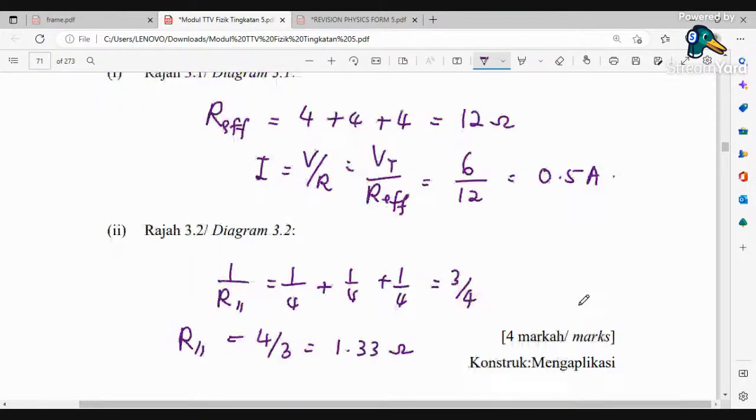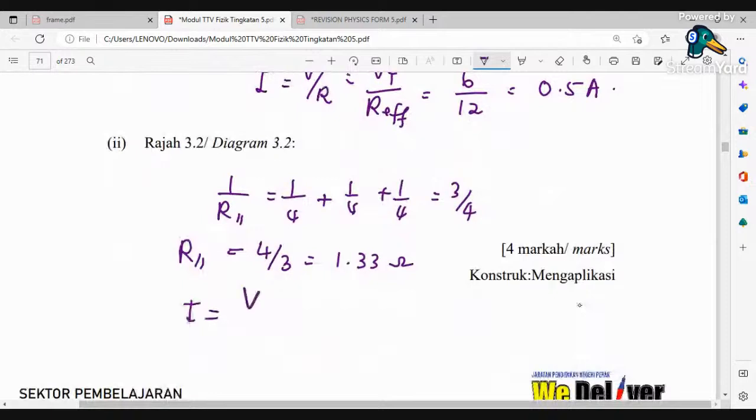Okay, so what is current? I equals V over R. Total voltage 6, and then dia punya effective resistance 4 over 3 atau 1.33. Plus we get ialah 4.5 ampere. Can see the difference. Series current smaller, parallel current is larger.